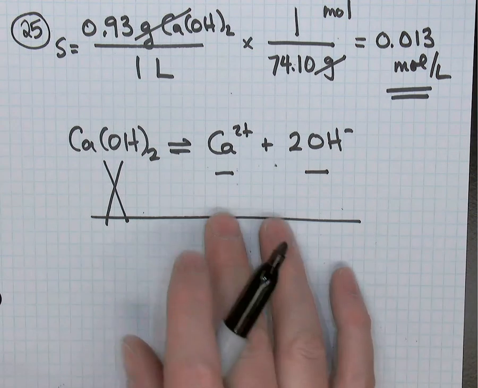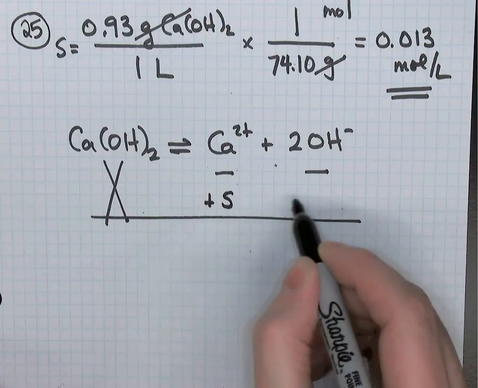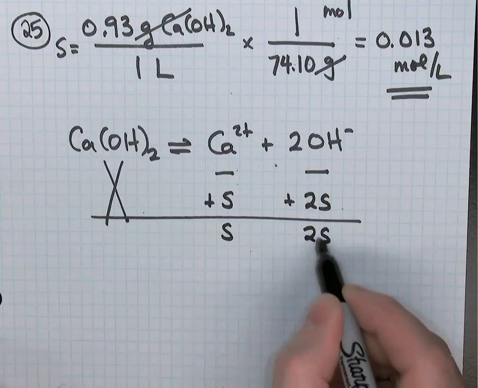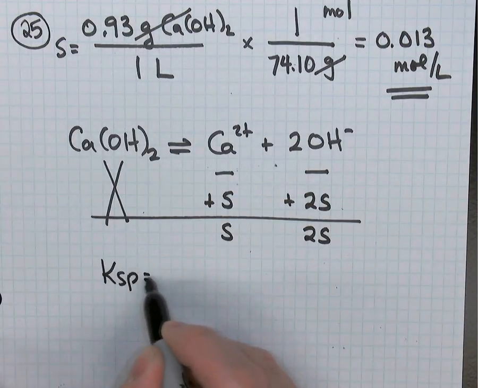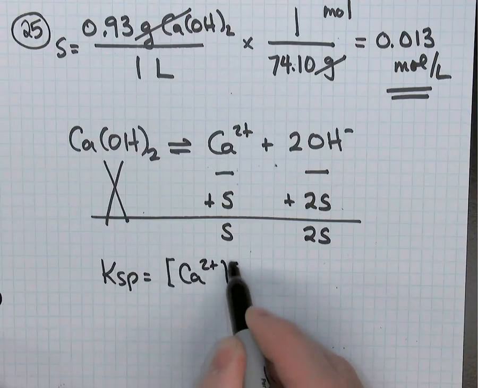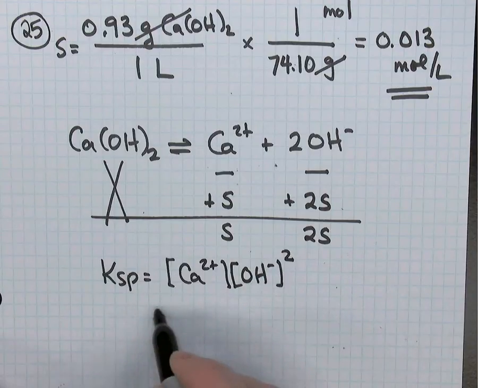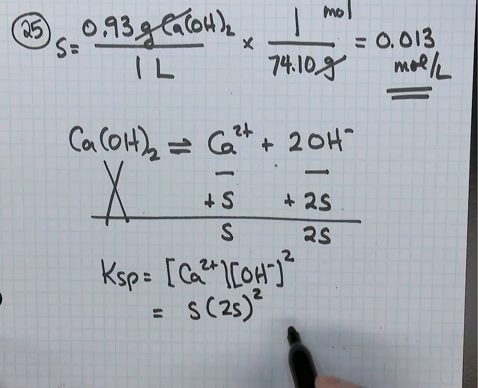And now we could, if we wanted, do exactly what we did before. We could say plus S and plus 2S, S and 2S, and then we could say the KSP is equal to the concentration of the calcium times the concentration of the hydroxide squared. So it equals S times 2S squared. Therefore, just like before, it equals 4 times S cubed.